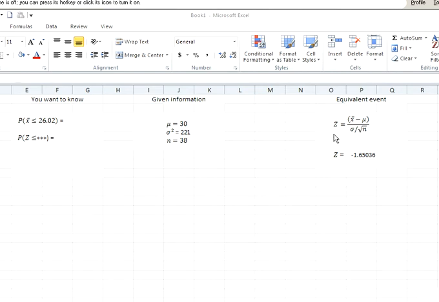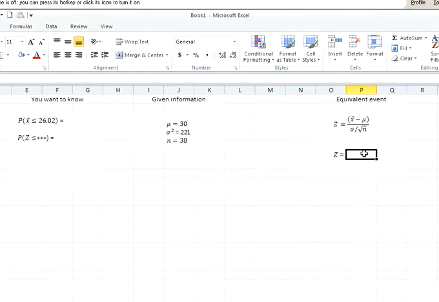How are you going to do that? You're going to use this formula right here. Because of the central limit theorem, x bar follows a normal distribution with mean mu and standard deviation sigma over square root of n. And that is the reason this ratio here follows a z distribution.